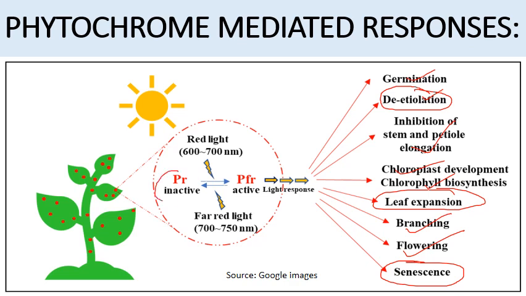So this Pr is the inactive form, it is converted into PFR form in the presence of red light. Then this active form will initiate these processes. When this PFR form absorbs far red light, it is converted back to the inactive form, that is Pr form.